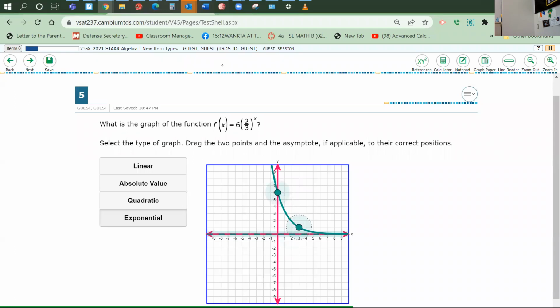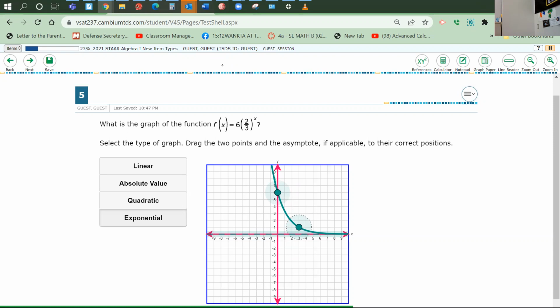And you can tell also by looking here, in the graph, 6 is the y-intercept. Now, this second point right here has to be in the right location. If it's not in the right location, they're not going to give you credit for it. They're going to take points away. So how do we know this is in the right location?